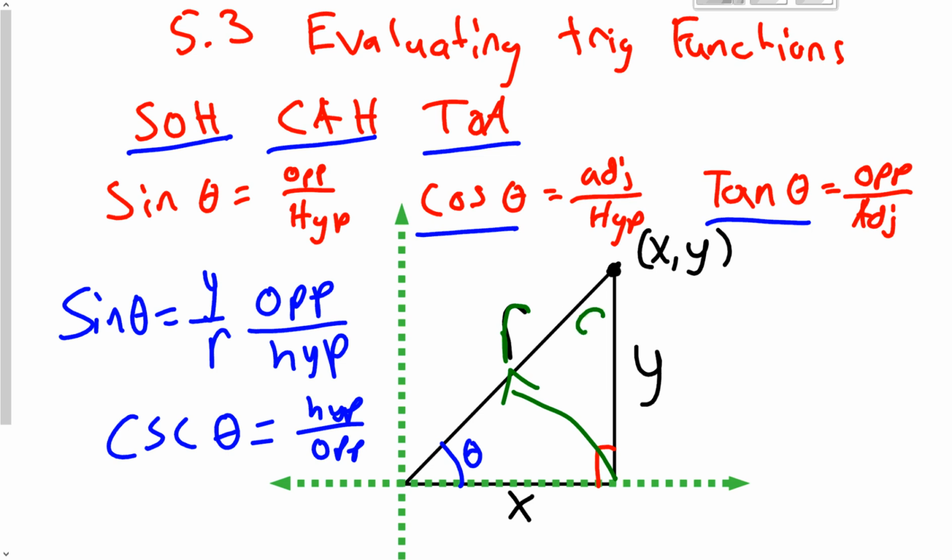So I could reference, say, that if this is angle alpha, I could reference this angle, right? So the sine of this angle would be opposite over hypotenuse, so x over r for this angle, right? But all these six right here go off of this angle theta. Now let's do some examples.